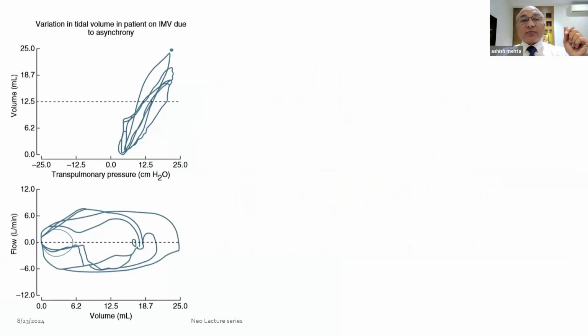Typically, you can see here the pressure volume loop and the flow volume loop. You can see that with mechanical breaths, each breath you can count here, each breath is different. Each breath gives a different pressure, each breath gives a different volume. That is typical of IMV.